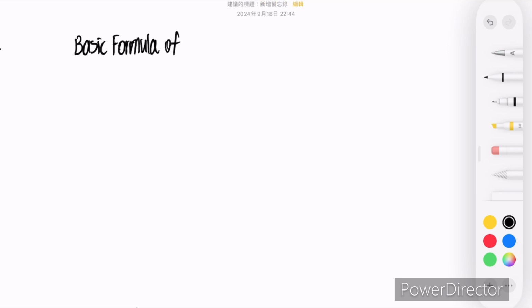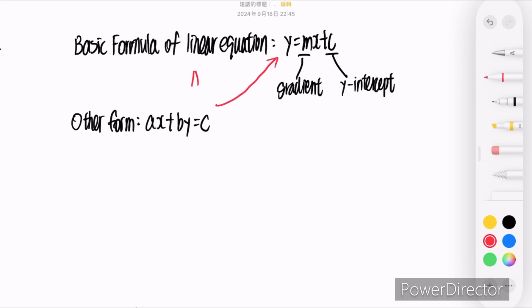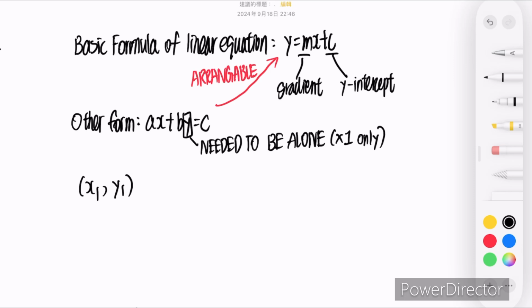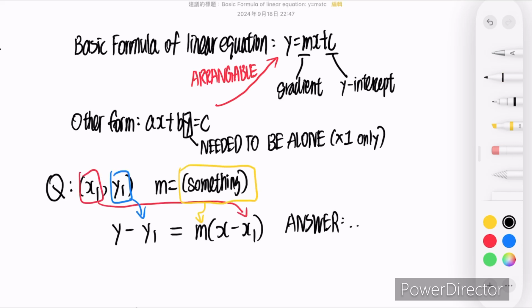The basic formula of a linear equation is y equals mx plus c, where m is the gradient and c is the y-intercept. It could sometimes be given as ax plus by equals c, but it could be arranged to get back to the original form, in which the coefficient of y is only going to be 1 and it stands alone. When only a gradient and a point is given, instead of writing multiple steps, remember this equation. Substituting them in, you'll get the answer immediately.